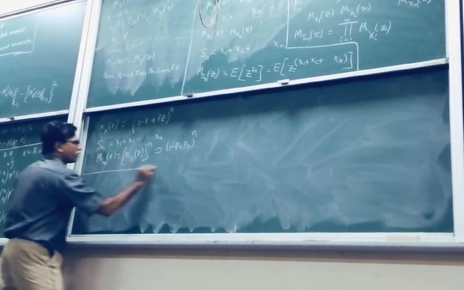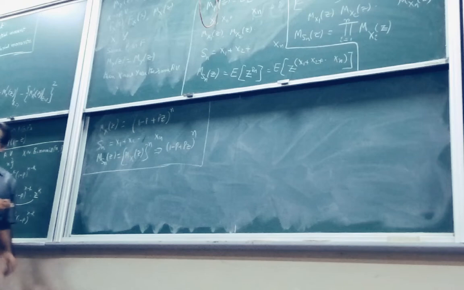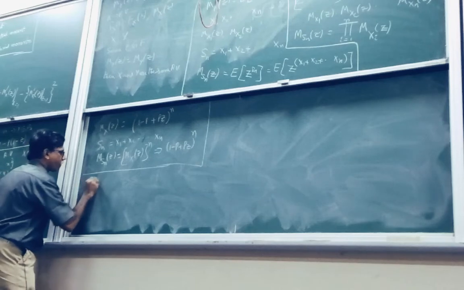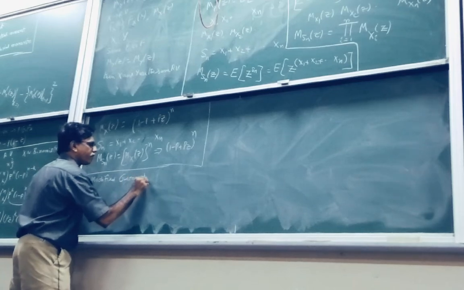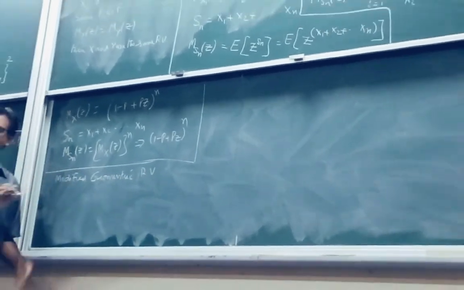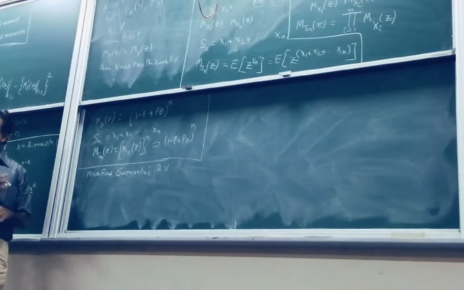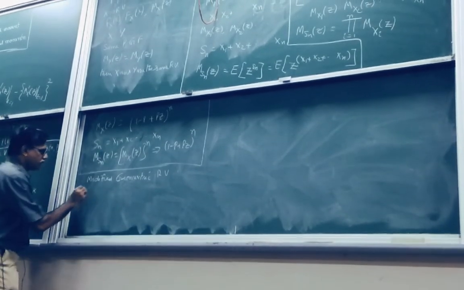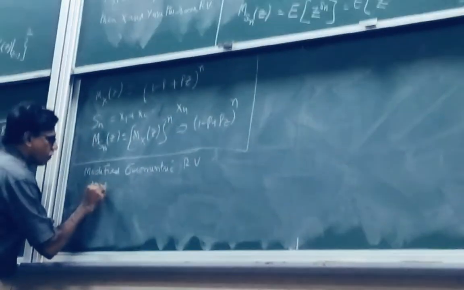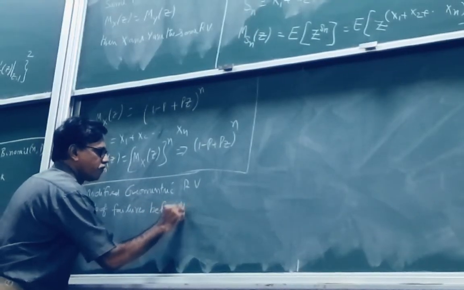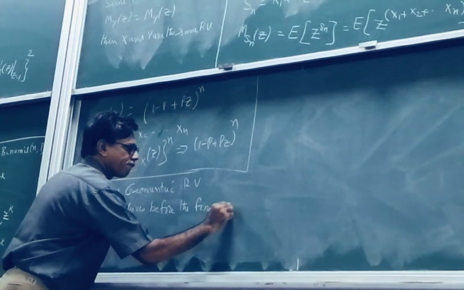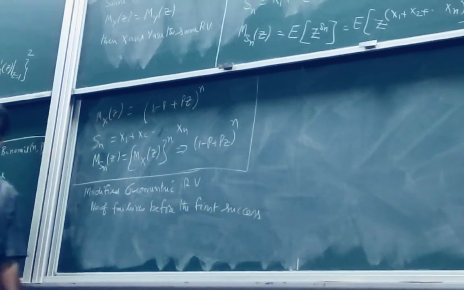So the next one is the geometric random variable. But what we will do is take the modified geometric random variable just to make the formula simpler, and immediately we can generalize it to the geometric random variable. What is this one? This is the number of failures before the first success in a sequence of Bernoulli trials.